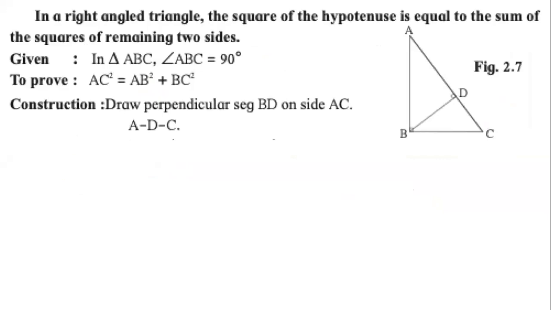We start with a right angle triangle ABC, where angle B is equal to 90 degrees. We draw an altitude to the hypotenuse AC. It is BD, which is perpendicular to AC. We have to prove that AC square equals AB square plus BC square. Very simple. And once again, the entire proof is given in the textbook. I have nothing more to add, but just to explain how it is done.